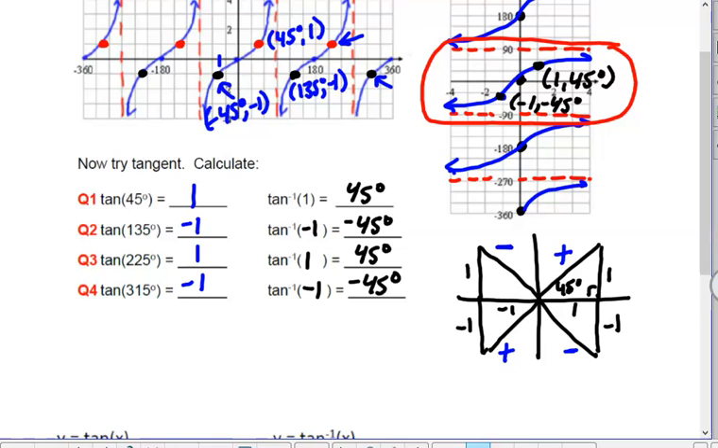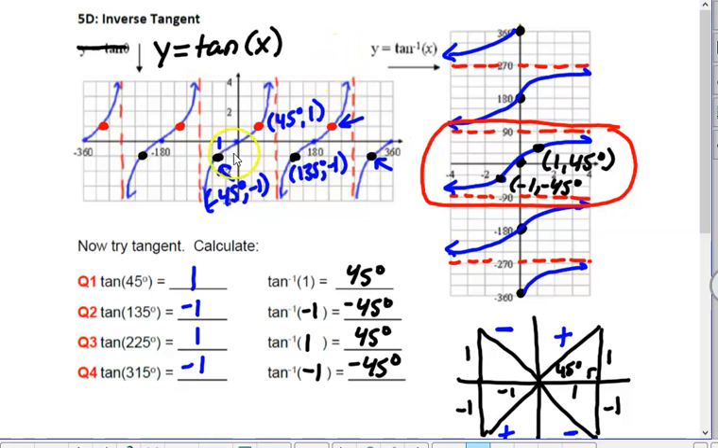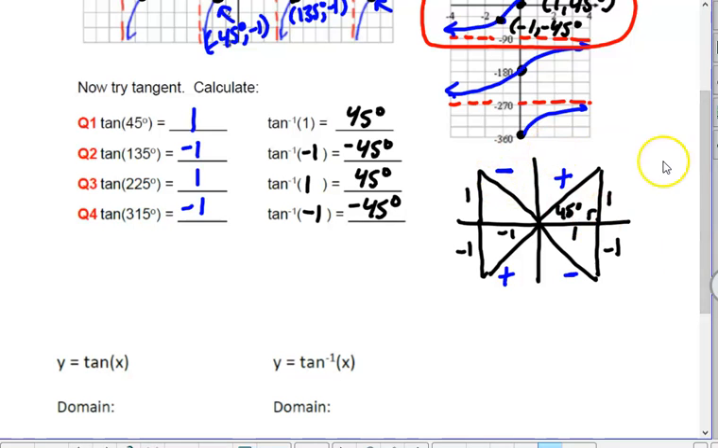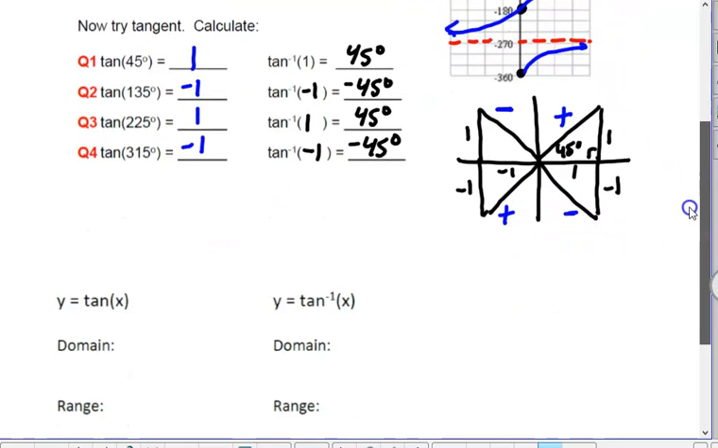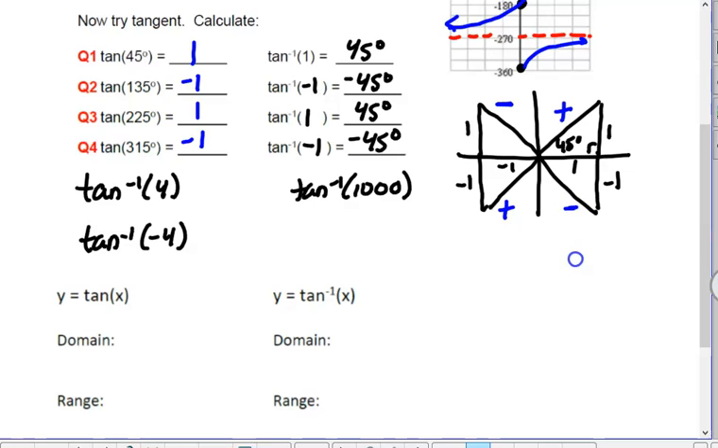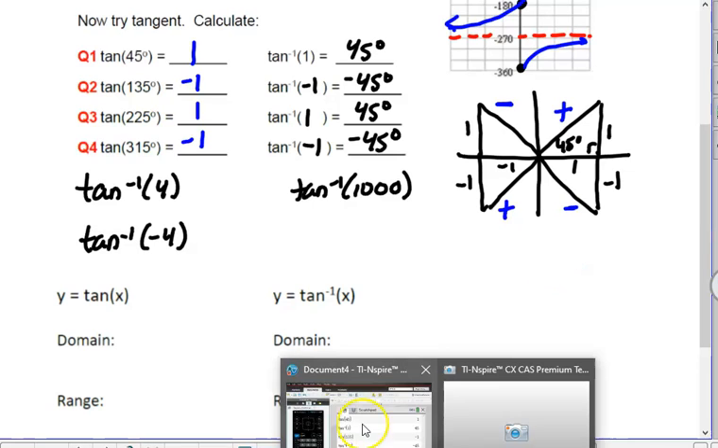Now, interestingly enough, unlike sine and cosine, we have an infinite range of trig values. Trig values don't stop at 1 and negative 1. They go on forever in both directions. So we could put in bigger values into our tangent function, bigger values than 1 or negative 1. So for example, I could do inverse tangent of 4, and I picked that because you can see that on the graph, inverse tangent of negative 4. I could even do something as big as inverse tangent of 1,000. So let's just double check and see what happens when we do these.